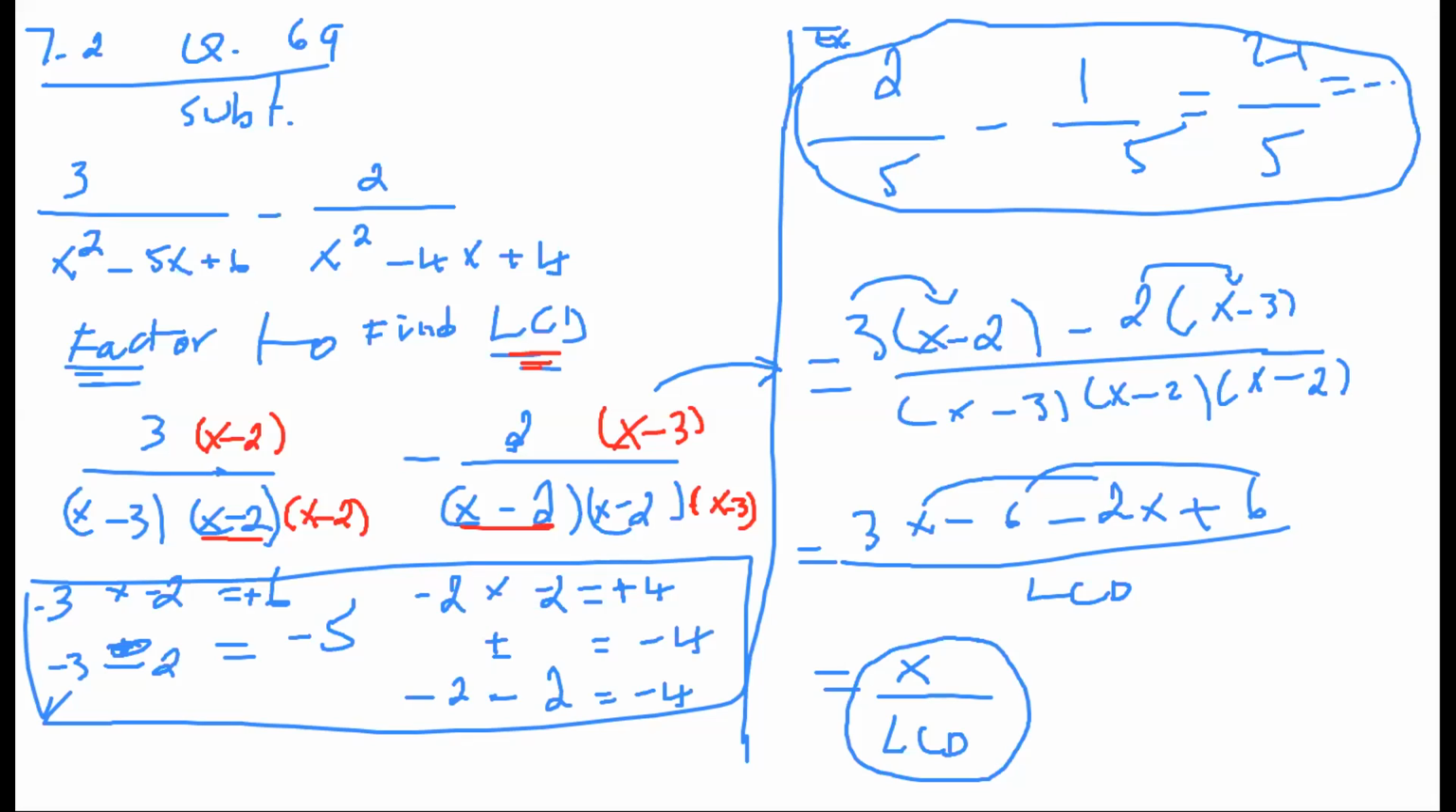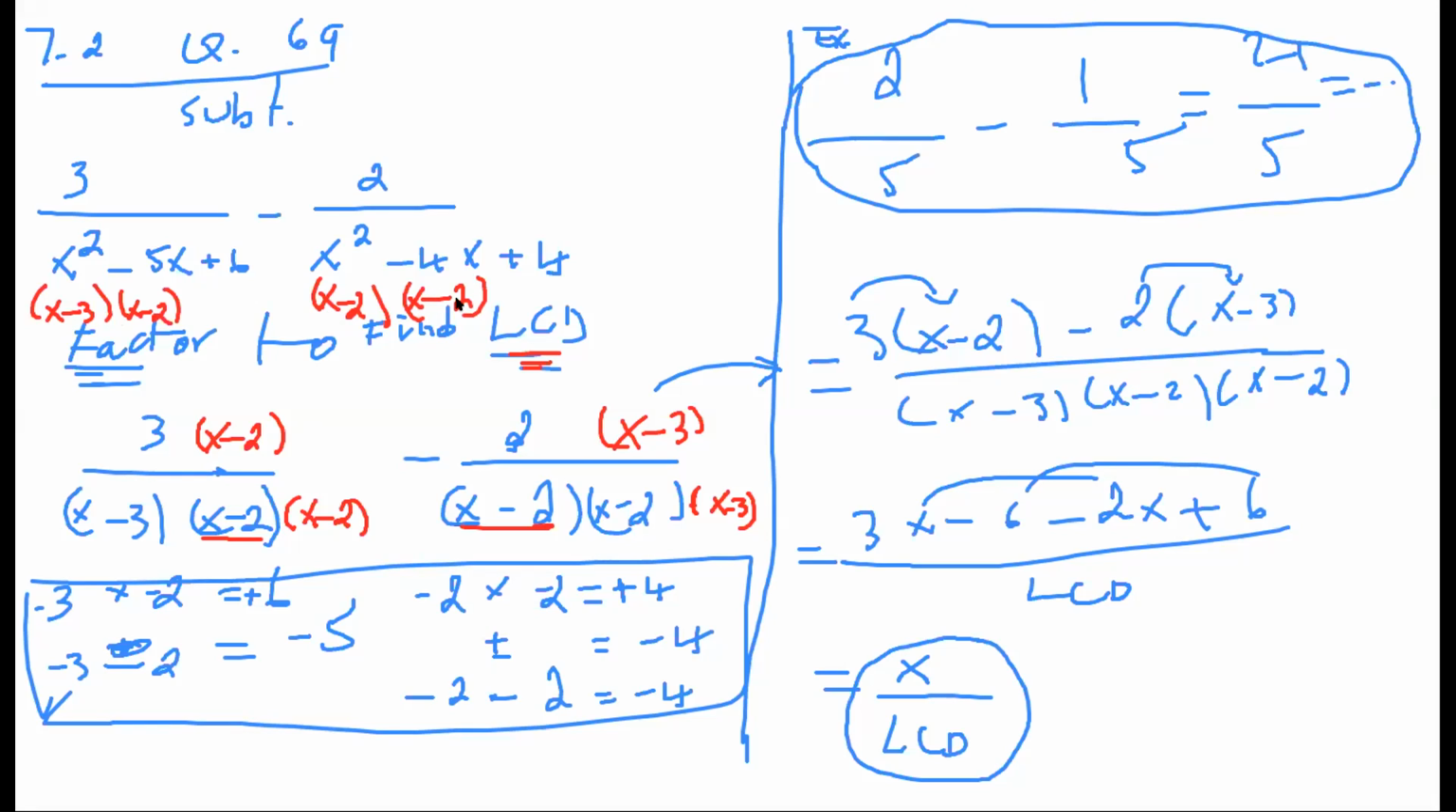Okay. So again, we had these two fractions. First, we factored them. Let me write that here. So we factored this into x minus 2, x minus 3, x minus 2. This one we factored into x minus 2, x minus 2. So we want to make them the same.